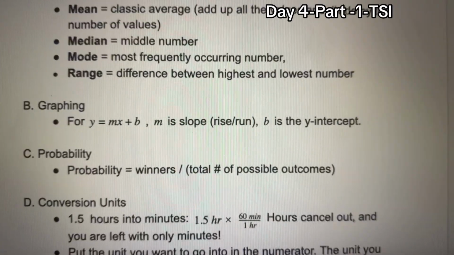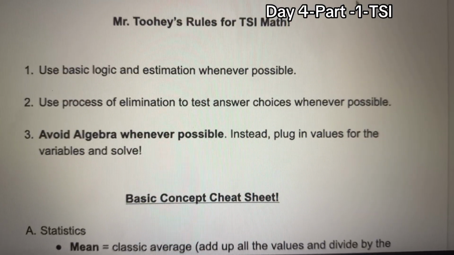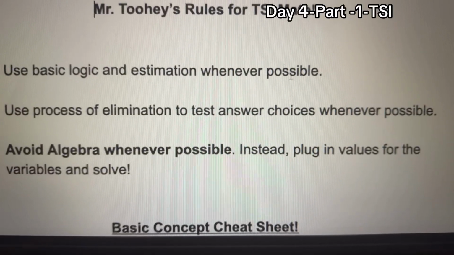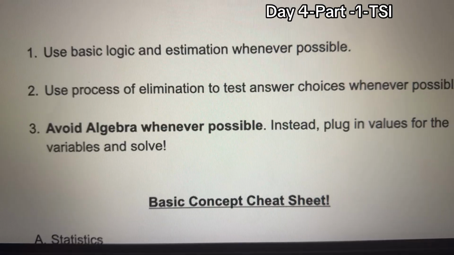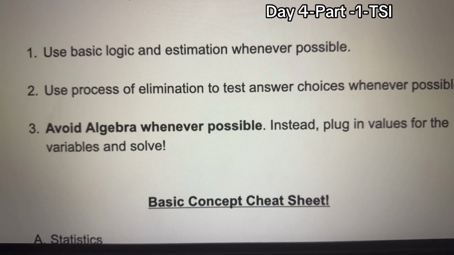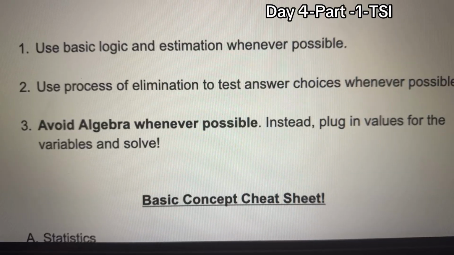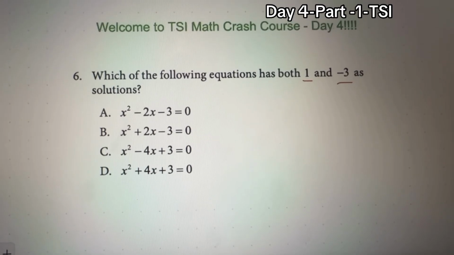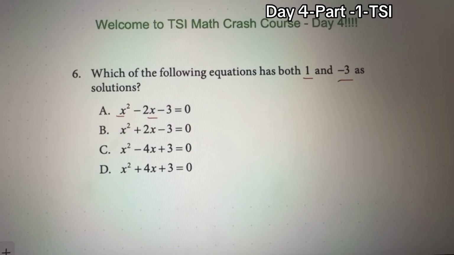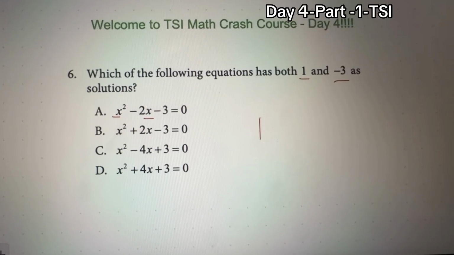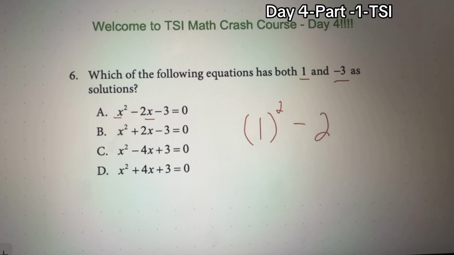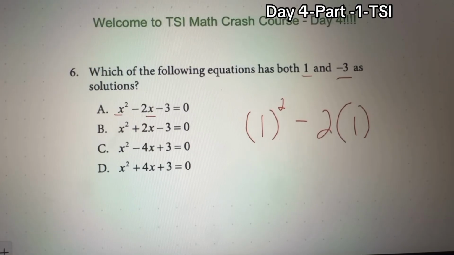Go ahead and read rule number 3, which I think really applies here, Jackson, please. Okay. Avoid algebra whenever possible. Instead, plug in values for the variables and solve. Yeah, and wherever there was an x, now we're just plugging in a 1. That's it, right? So 1 squared minus 2 times 1 minus 3 equals 0.